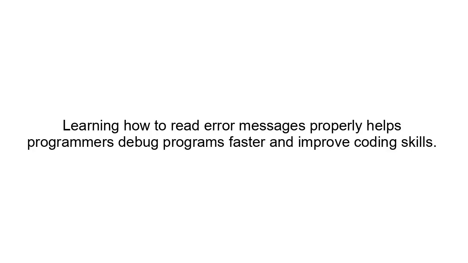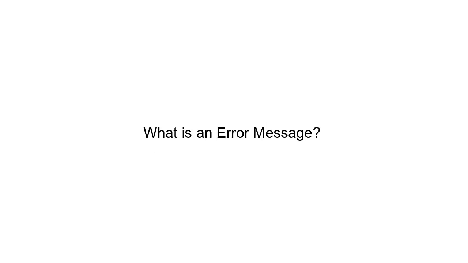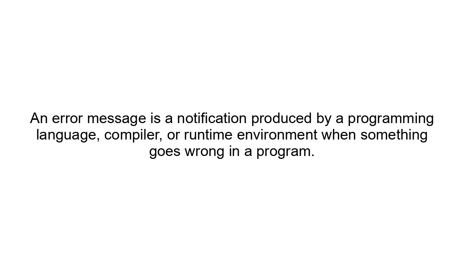What is an error message? An error message is a notification produced by a programming language, compiler, or runtime environment when something goes wrong in a program. In simple words, an error message is a message that explains why a program failed. The message helps programmers understand what caused the issue.